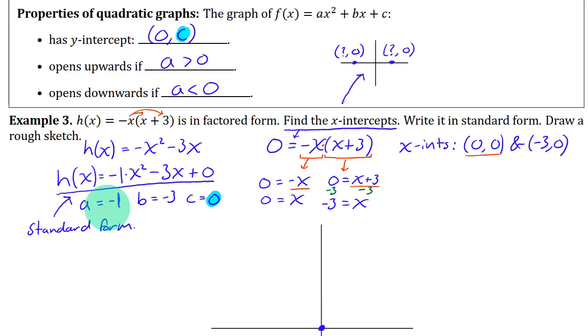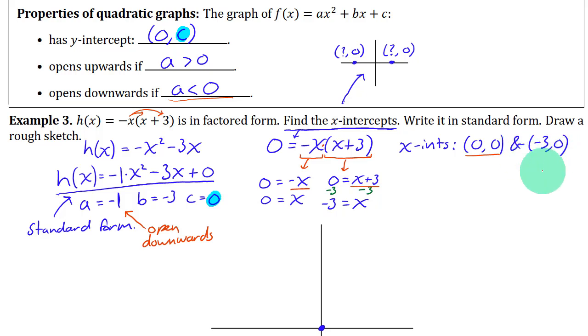What's the value of a? a is negative 1. So what does that tell you? Negative 1 is less than 0. So because of that, it should open downwards. So whatever we get, we're going to have something opening downwards.